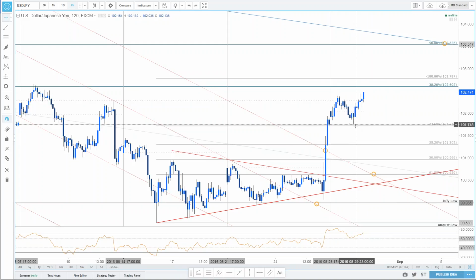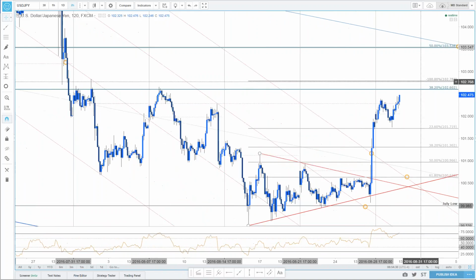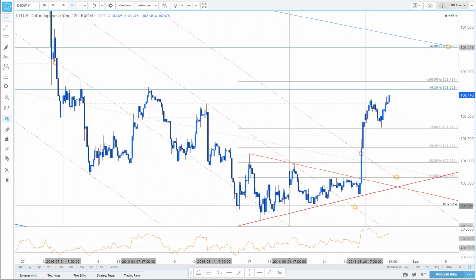So something to pay attention to. Keeps the upside bias in play. Again, near-term targets to the upside, 102.60, 102.78. All right. Hope I'm not going too fast for anyone. That is dollar yen. Next up, I do want to take a moment and go over euro.